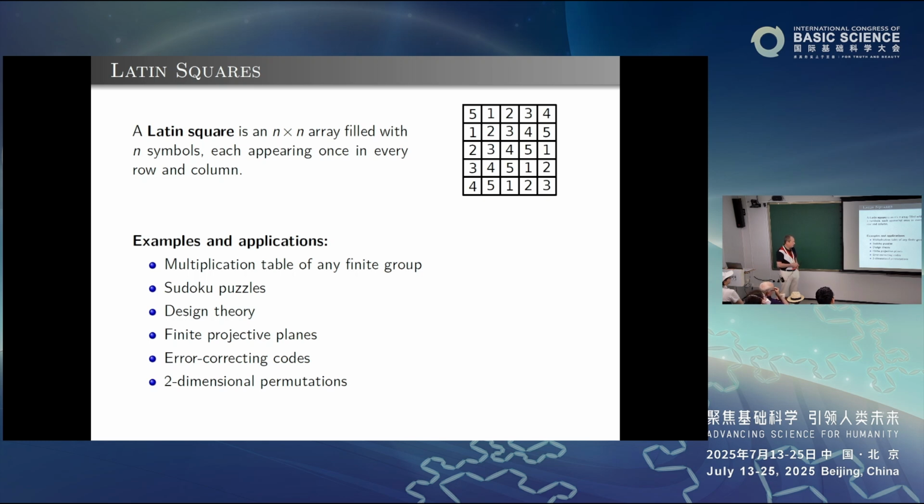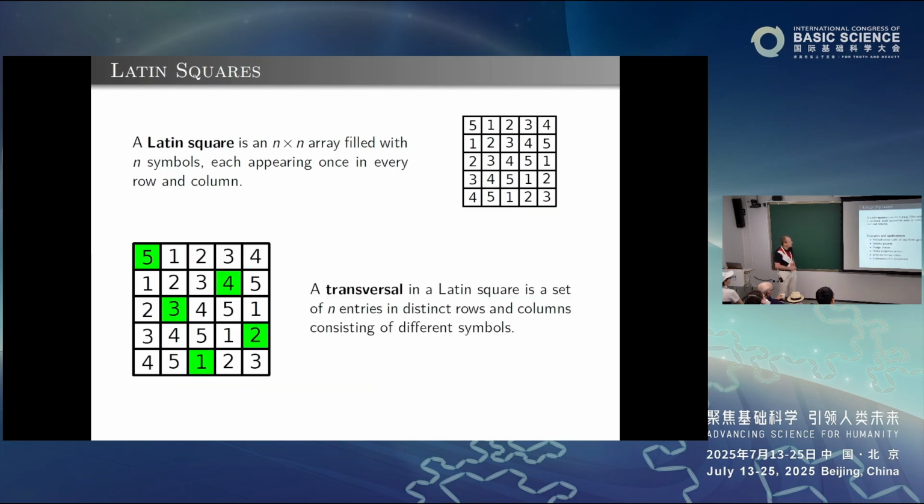But they appear also in other areas, like in design theory, and so on. When we have a Latin square, the important notion is that of a transversal. A transversal is a choice of one square in every row and column, which in addition contains all different numbers. So in particular, this one in green is a transversal, okay?